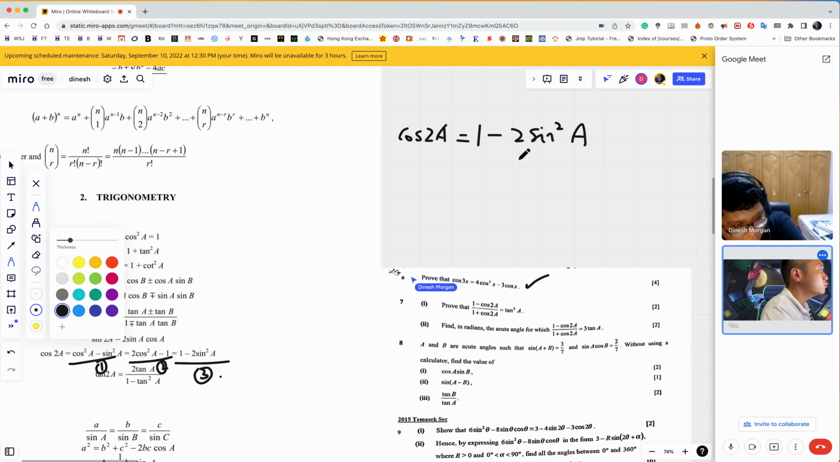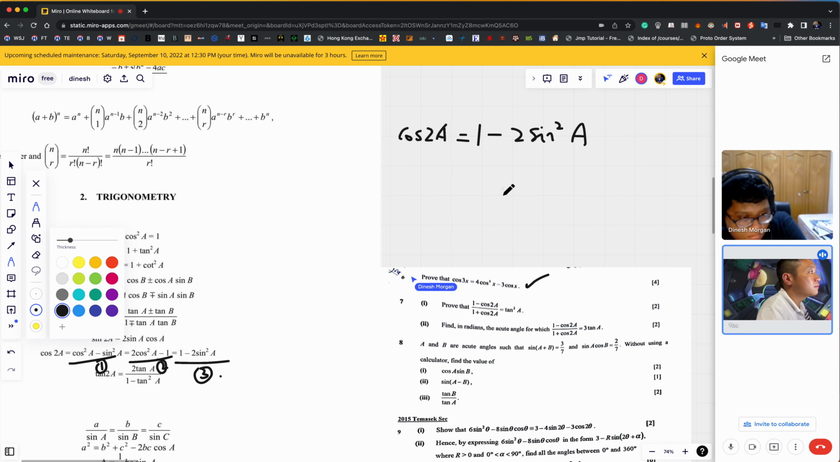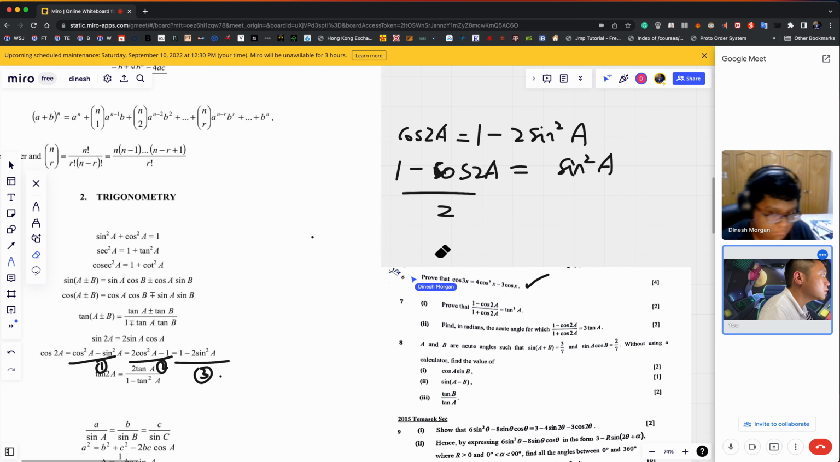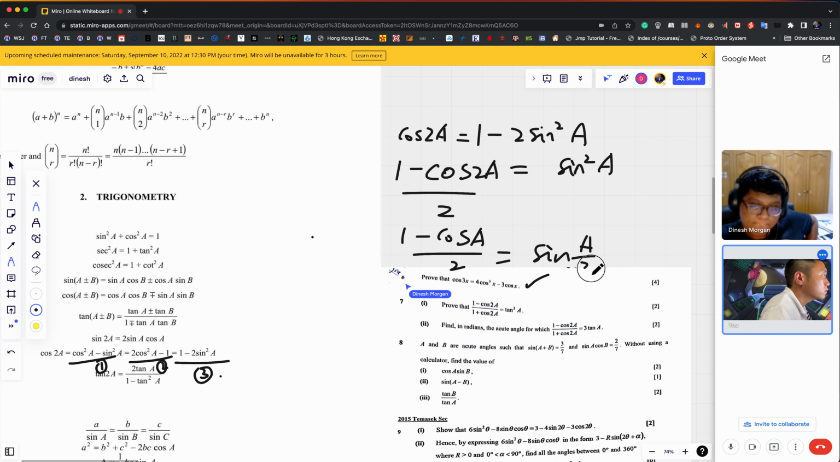You can continue to derive another formula from this given formula. This is just a standard formula which you can build upon to see if you can get another formula out of it. So you can do this: 1 minus cosine 2a will give you 2 sine square a. Then you divide by 2 on both sides and cancel the 2, so if you want sine square a, you just need to do 1 minus cosine 2a over 2, and from this you can see that 1 minus cosine a over 2 is equal to sine a over 2.